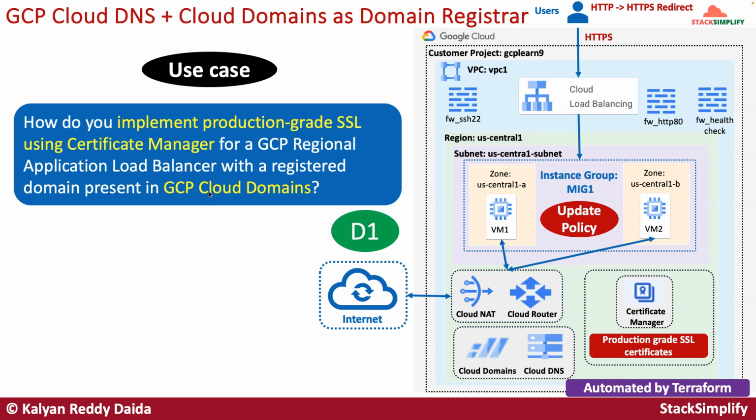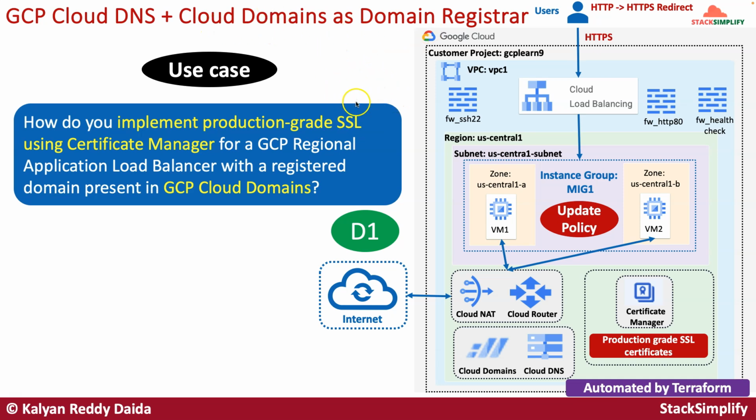How do you implement production grade SSL using Certificate Manager for a GCP regional application load balancer with a registered domain present in the GCP Cloud Domains service? This we are going to implement as part of this demo. Here we are going to use production grade SSL certificates with Cloud Domains and then Cloud DNS. So this is demo 1 from a registered domains perspective.